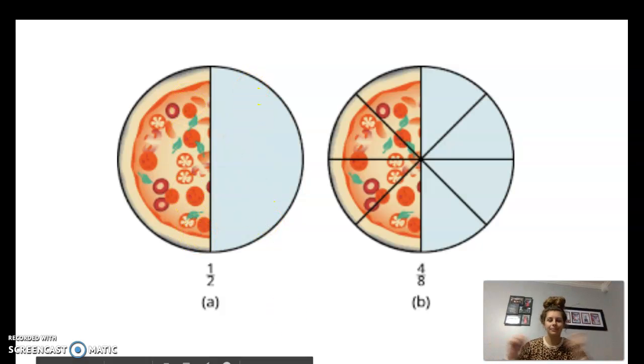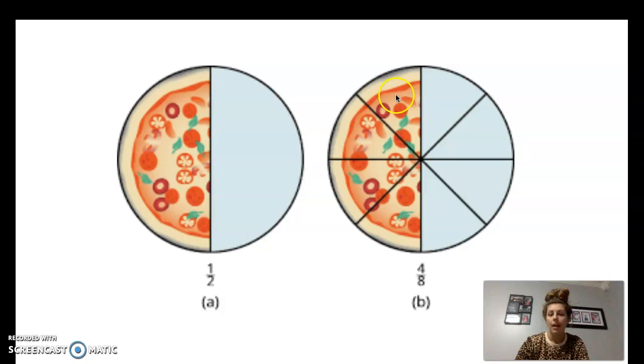We're both happy. Now we're going to do 4/8. What's half of 8, friends? 4. One person gets 4 and the other person gets 4, so they are both happy because they're getting the same amounts.